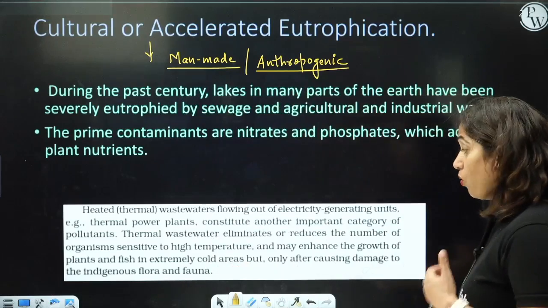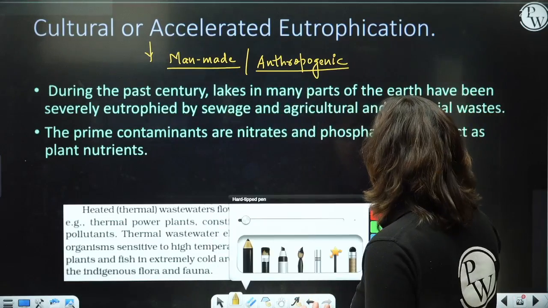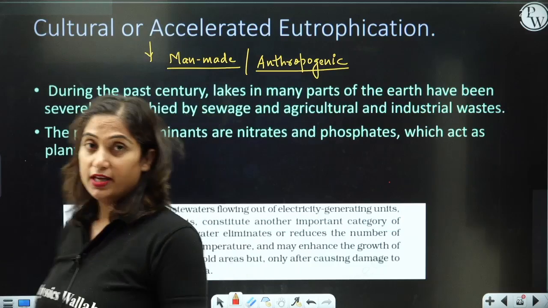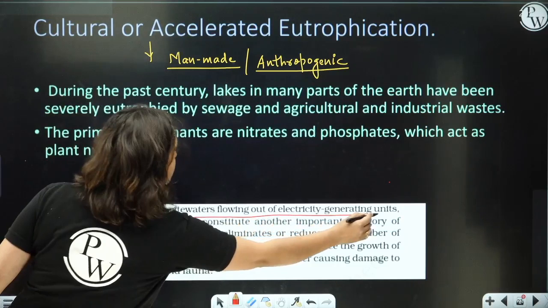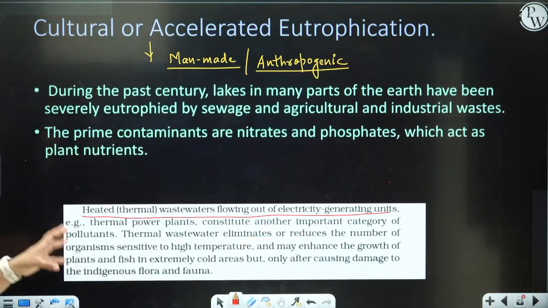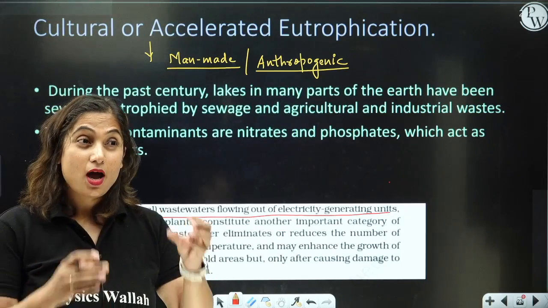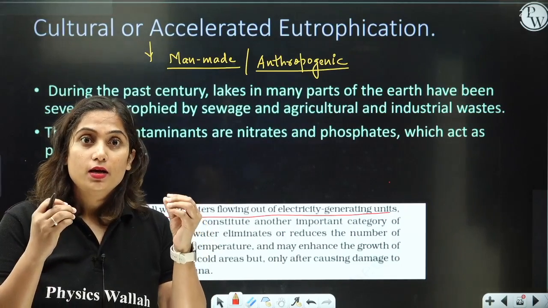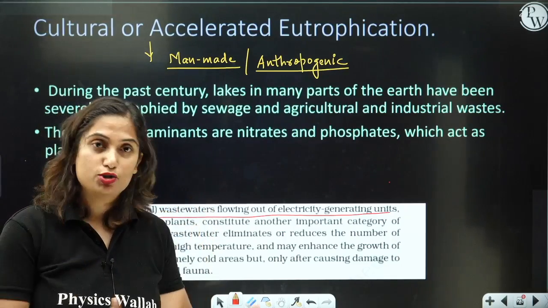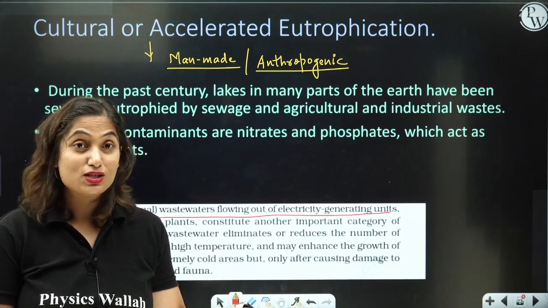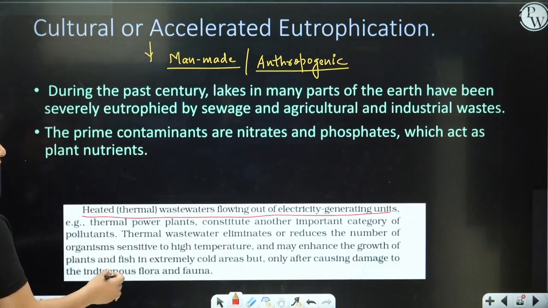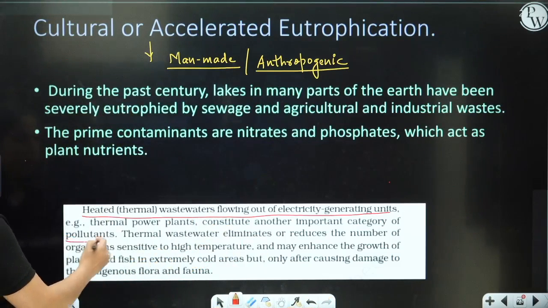Okay, and what else are we doing to the water bodies? The heated wastewater flowing out of electricity generating units, right? The power plants where we generate electricity, those power plants release water at very high temperature into the water bodies, and that high temperature water released into the water bodies is not good, right? That constitutes another important category of pollutants, right?